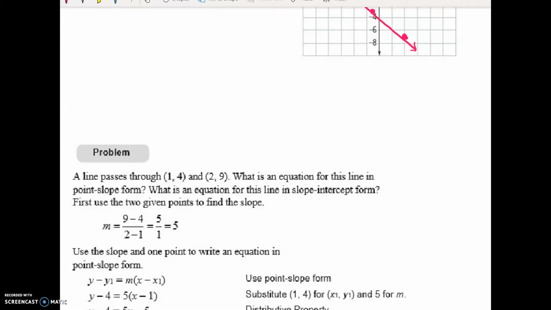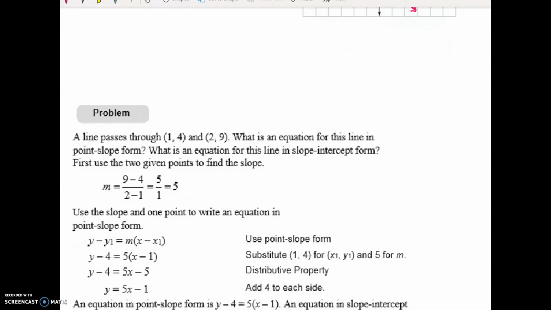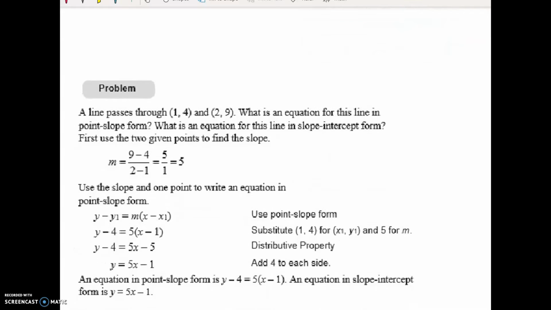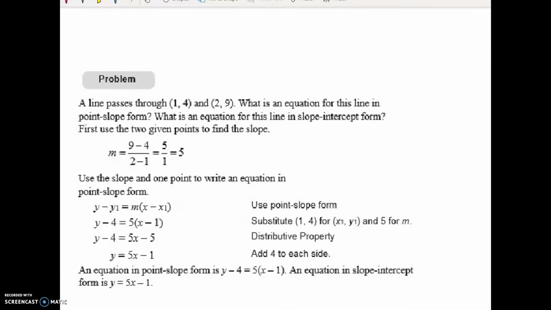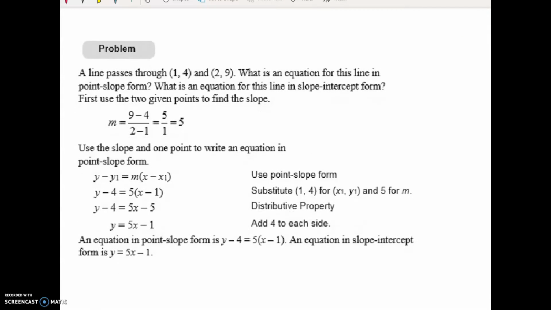Now we will continue where we left off in the notes for point slope form. So here we have another example. Again, this problem is worked out for you, so you have an example to look at. It says here that a line passes through two sets of points. Now, they want to know what is the equation for this line in point slope form.